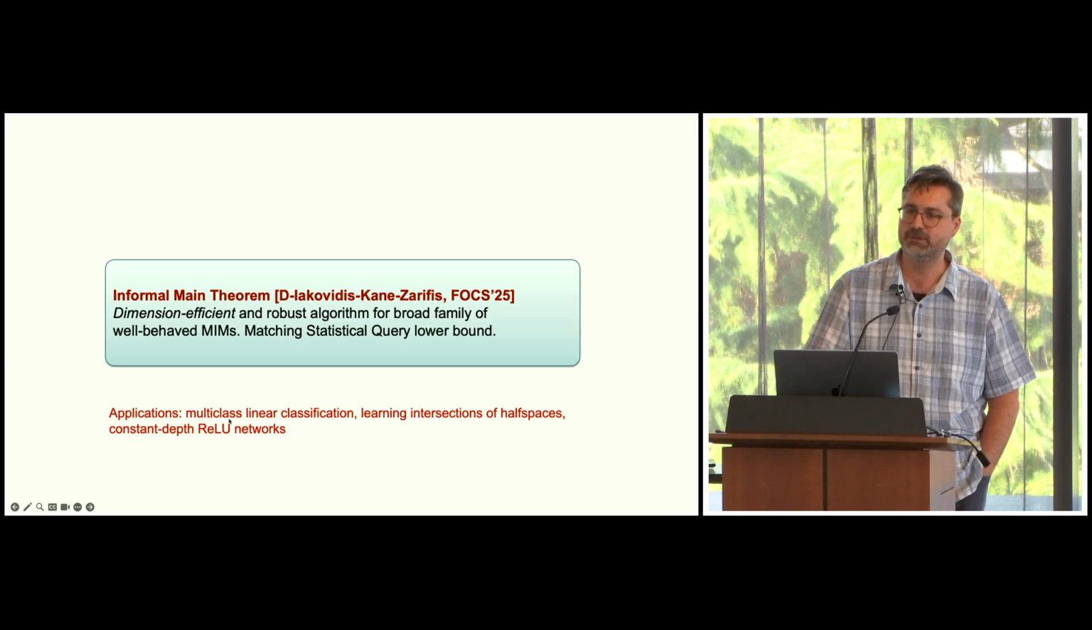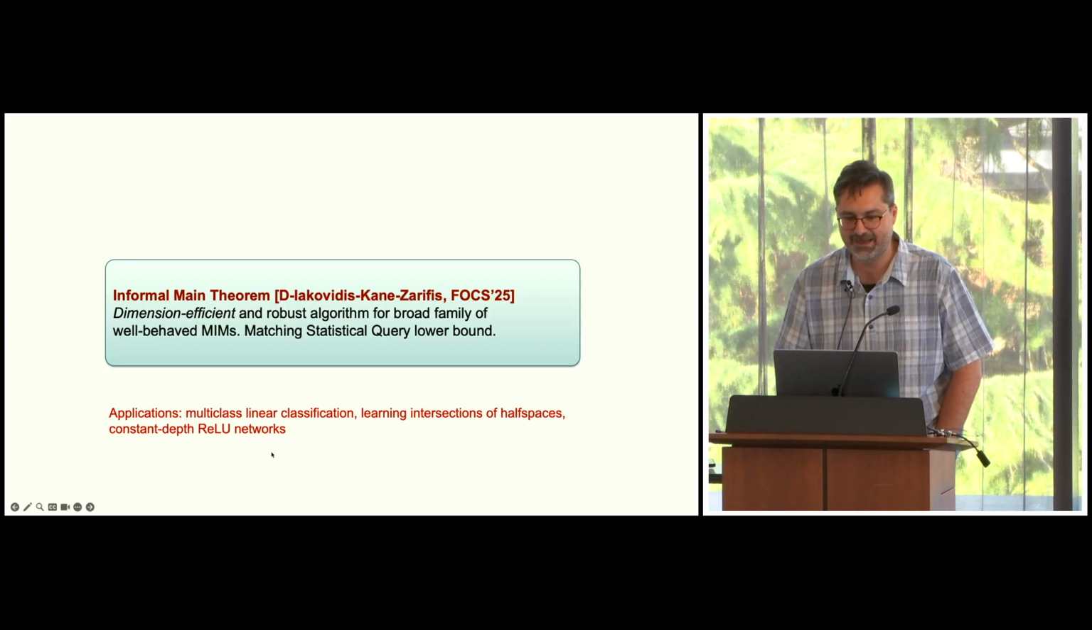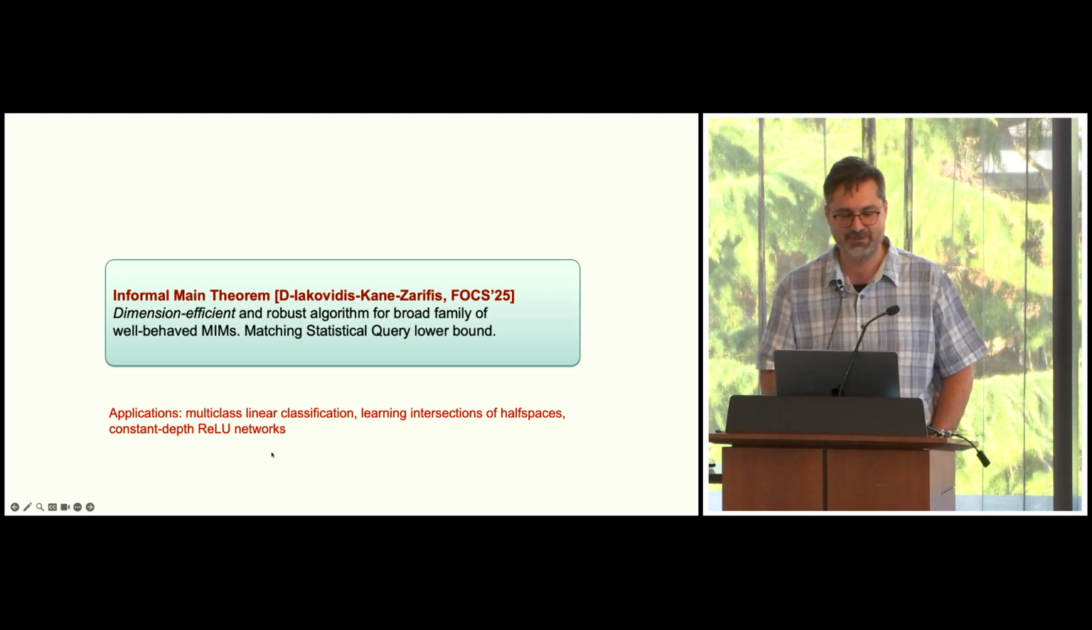One of them is multi-class linear classification. I mentioned that in the beginning. Intersection of half spaces and constant depth ReLU networks. Okay, so this is the advertising of the results. So are there any questions so far?